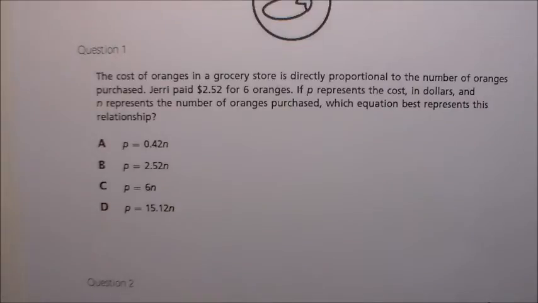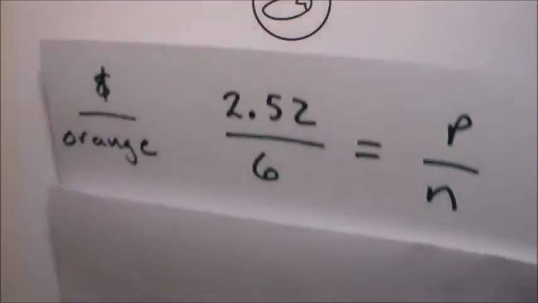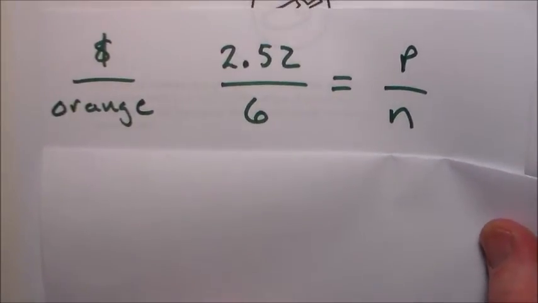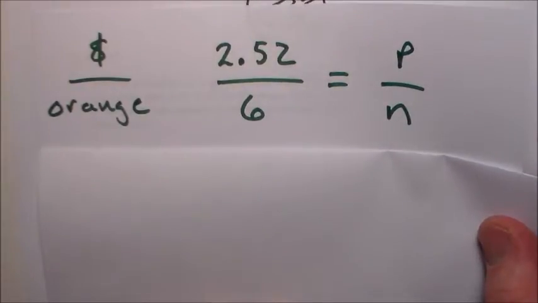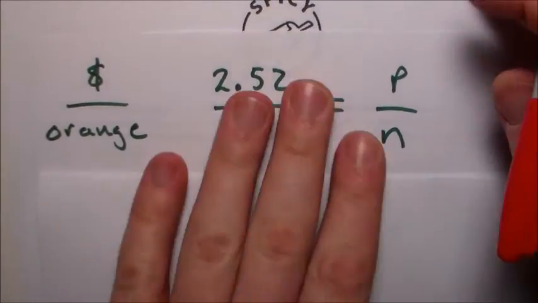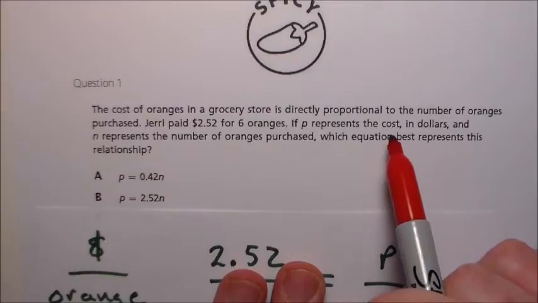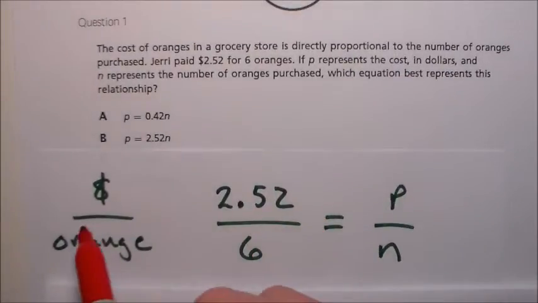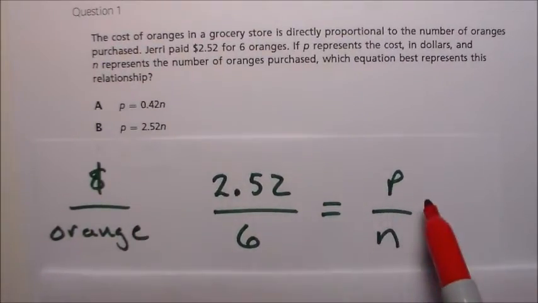If P represents the cost in dollars and N represents the number of oranges purchased, which equation best represents this relationship? Okay, a bunch of words, but we got a proportional relationship, so let's set that up. We have dollars per oranges. We have $2.52 for 6 oranges, and we're looking for the relationship as an equation for P, total cost, right? Because it says P represents the cost in dollars, so P's on the top, and N is number of oranges.